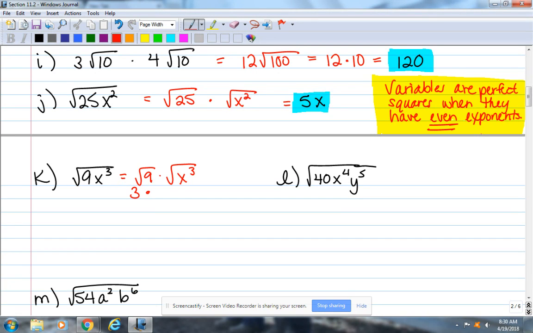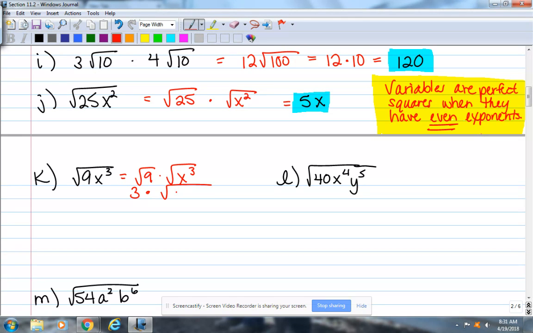No, because it doesn't have a what? It doesn't have an even exponent. It has an odd exponent. So I want y'all to watch this carefully. When you have an odd exponent, you're going to knock it down 1.